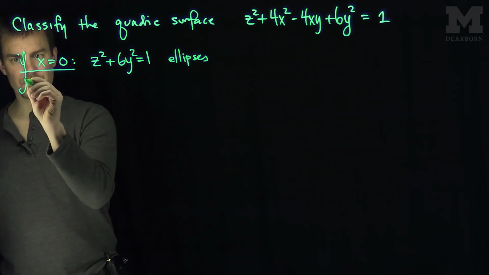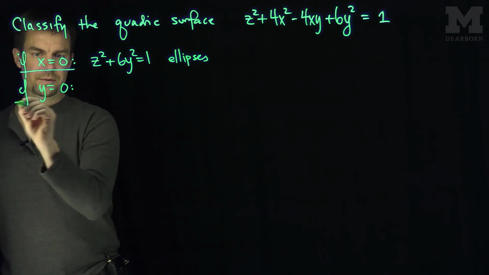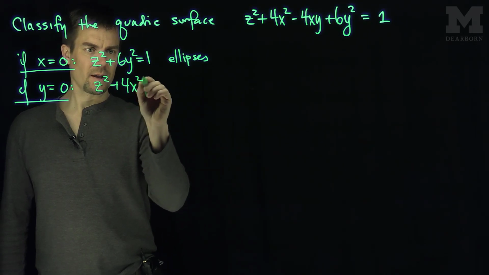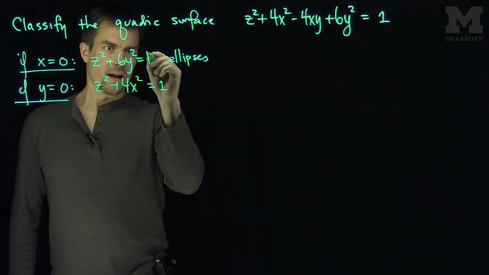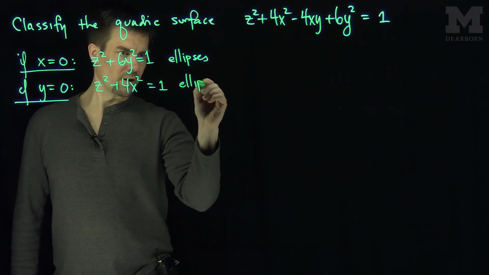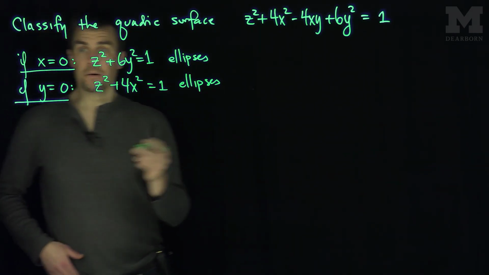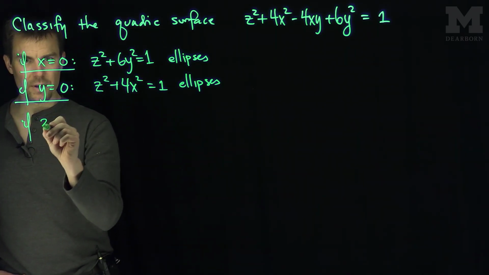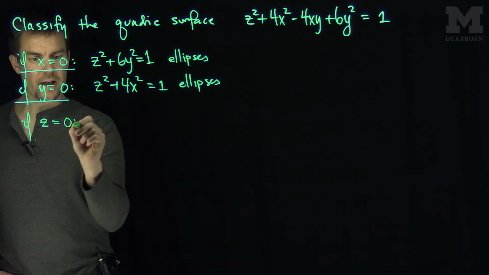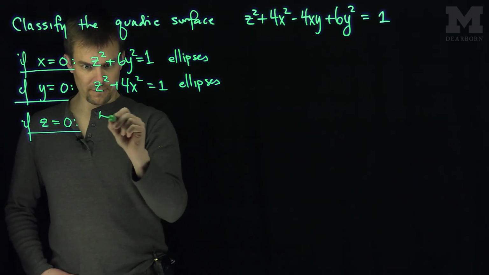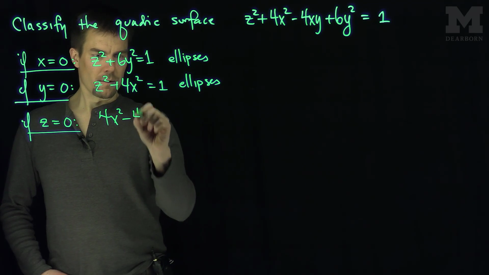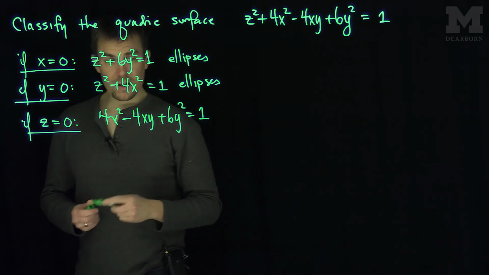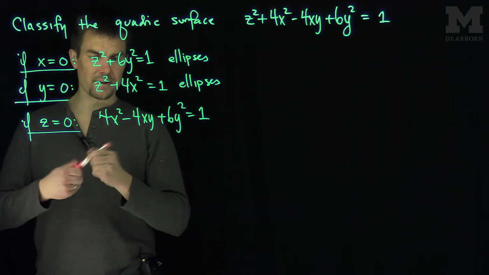Let's see what happens if y is equal to 0. Then this is going to turn into z squared plus 4x squared is equal to 1, and these are also the equations of ellipses. And finally, we have to figure out the last cross section to get a good sense of what the quadric surface is doing. If z was equal to 0, then we have this conic section, 4x squared minus 4xy plus 6y squared is equal to 1. And our goal now is to classify this conic.